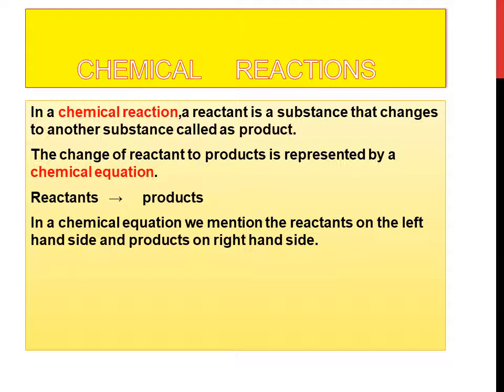The change of a reactant to product is represented by a chemical equation. Remember that. As I've already shown in the presentation, reactant is changing into product. And remember that in a chemical equation we mention the reactants on the left hand side and products on the right hand side. Very important. Reactants are always mentioned on the left hand side and products are always mentioned on the right hand side. Let us move further.